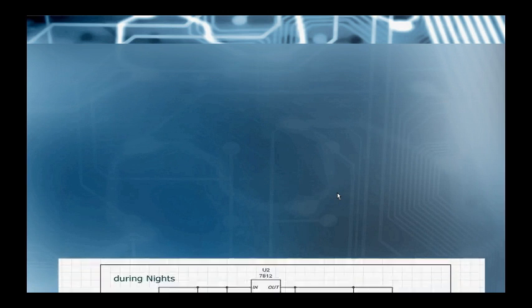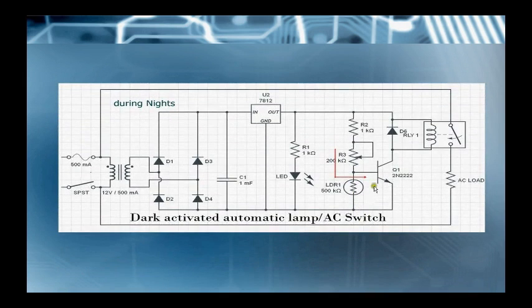But at night, the light stops falling over the LDR. So at that time, the resistance of the LDR rises to its peak. It almost goes to the range of mega ohms, so it almost becomes an open circuit. So at that time the current passes from the resistor to the base of the transistor here. So at that time this circuit gets completed, and the relay gets excited and powers the load here.